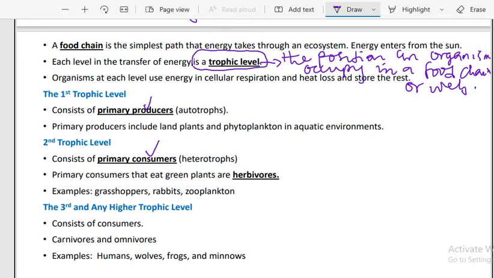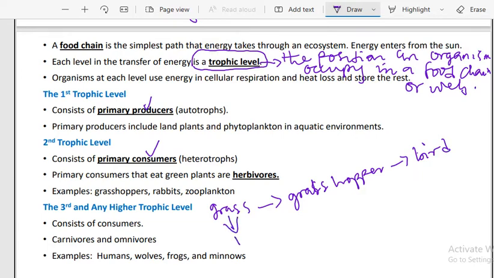Now, if we look at a sample of a food chain, let's say we have grass, and grass is eaten by a grasshopper, which is eaten by, let's say, a bird. In this case, the producer here is the first trophic level, TL. The grasshopper is the second trophic level, while the bird is the third trophic level. Any other organism continues the number. Now, when we look at the food web, I'll explain that certain organisms occupy more than one trophic level.